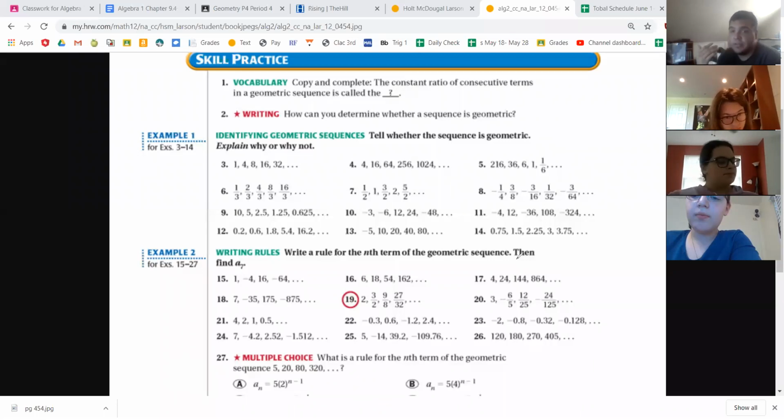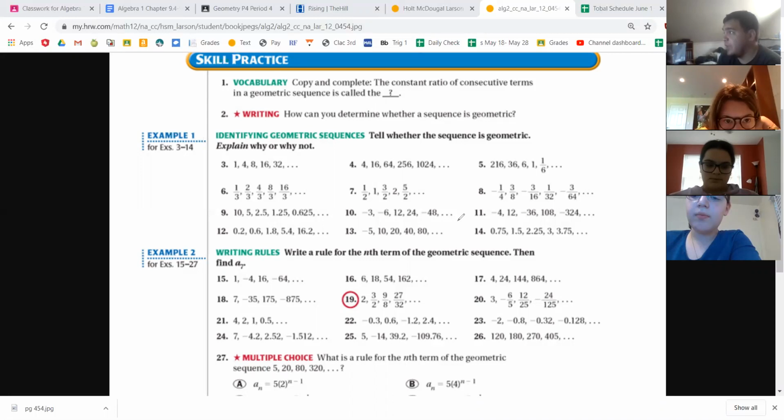So what we're going to do today is first identify a geometric sequence, and then second, how to use the rule, like the formula, same way we did last time. So let's start this off. First, identify a geometric sequence. A geometric sequence means you're multiplying or dividing the same number every time. The same number every time.